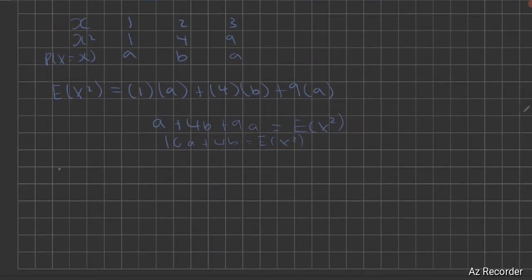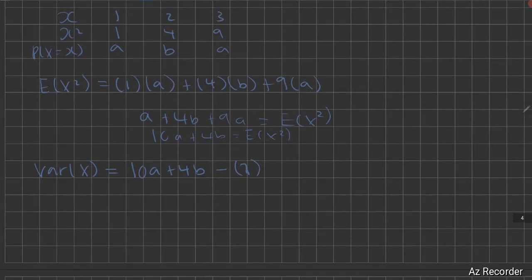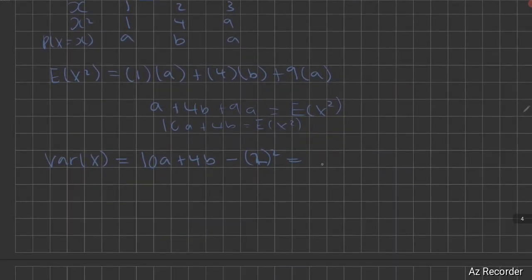And now we can apply our formula, which is variance of x is equal to E(x squared) minus E(x) all squared. So 10a add 4b minus 2 squared, because our value of E(x) was 2. And this is equal to the variance, which is 0.75. So we have 10a add 4b minus 4 is equal to 0.75. Therefore 10a add 4b is equal to 4.75.